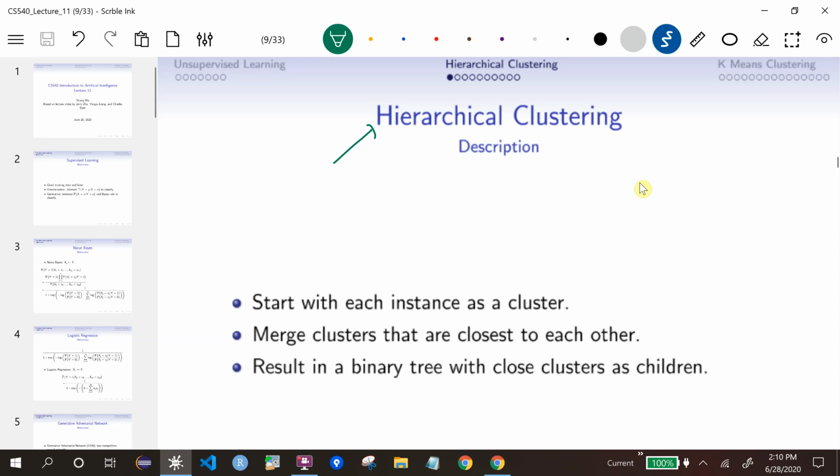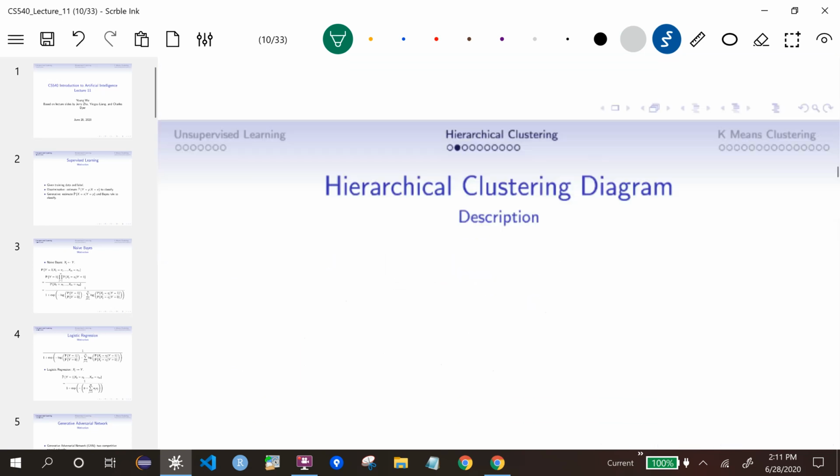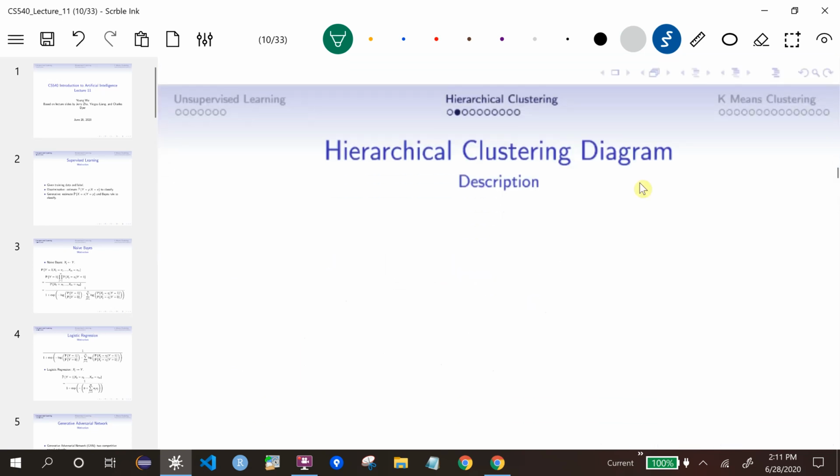Intuitively, we're just starting with each instance as its own cluster, and then we're going to keep merging clusters that are closest to each other, and then at the end we will have the number of clusters that we want. So let's talk about a very simple example.